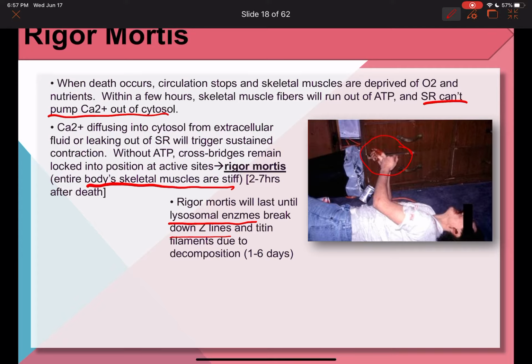It doesn't matter that actin is still attached to myosin. The whole sarcomere is falling apart, and the whole muscle fiber is now falling into pieces. So that's when rigor mortis will go away. The body softens, and now you can move the body into a soft position. Okay, so that usually happens anywhere from 1 to 6 days after death for rigor mortis to stop.